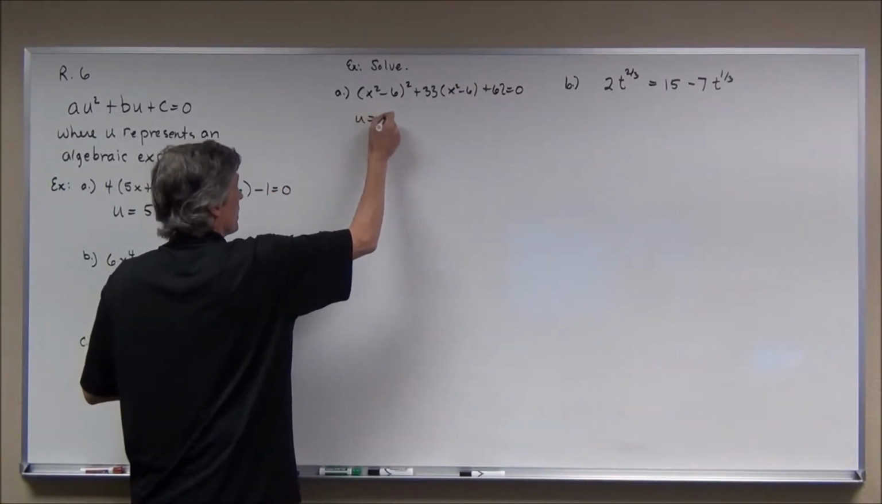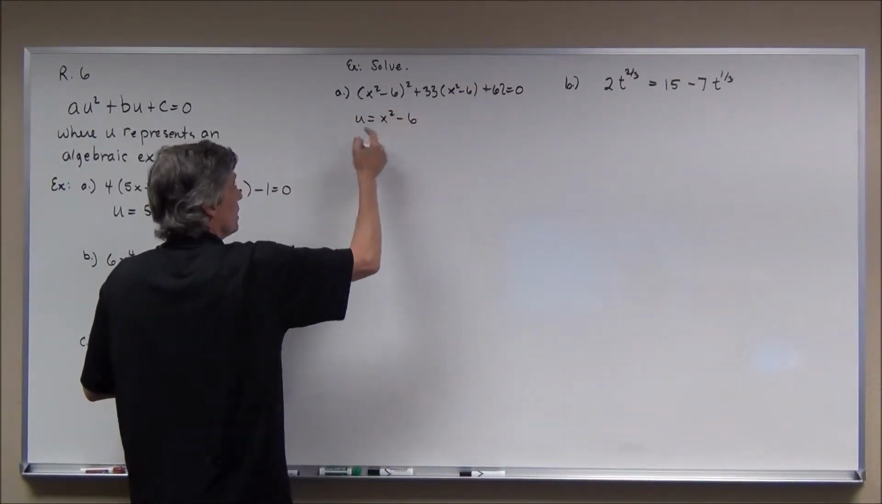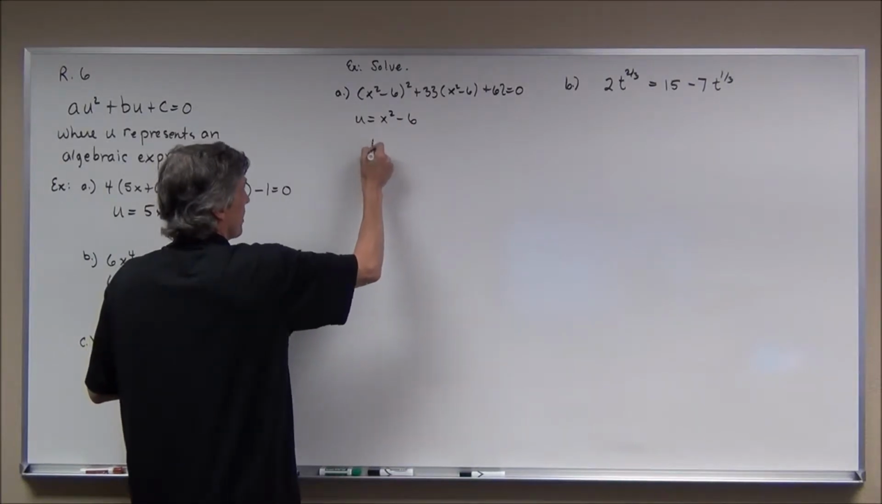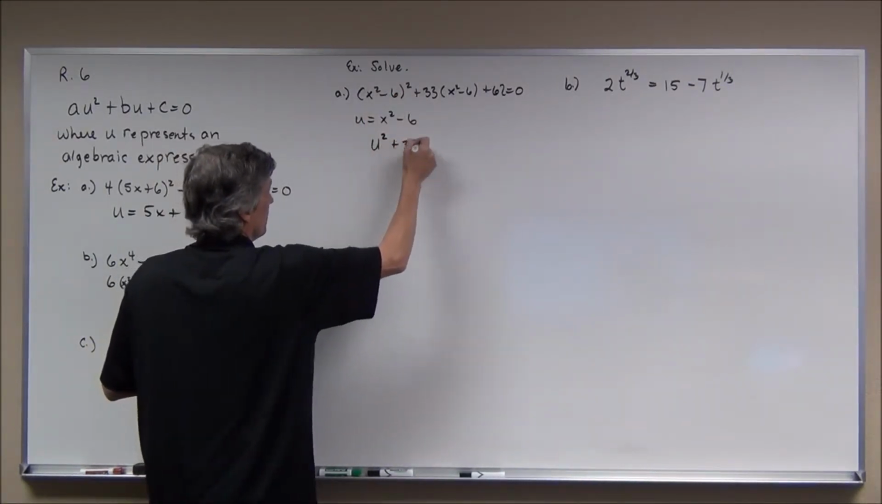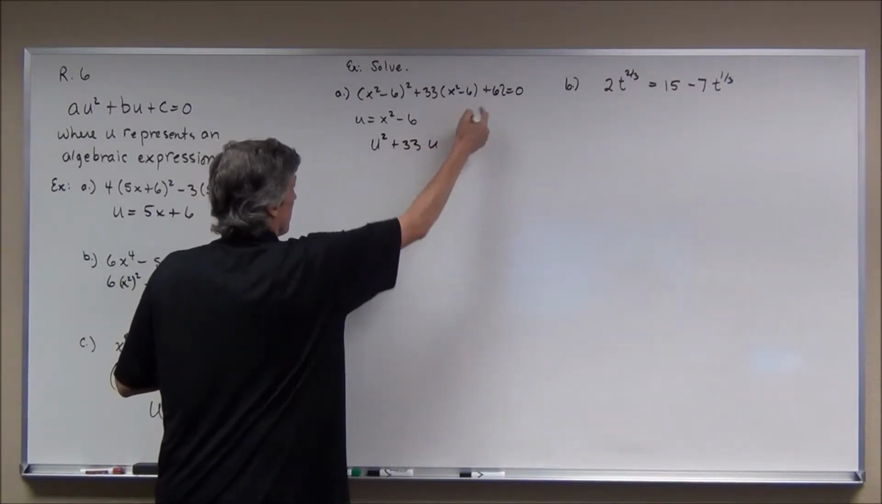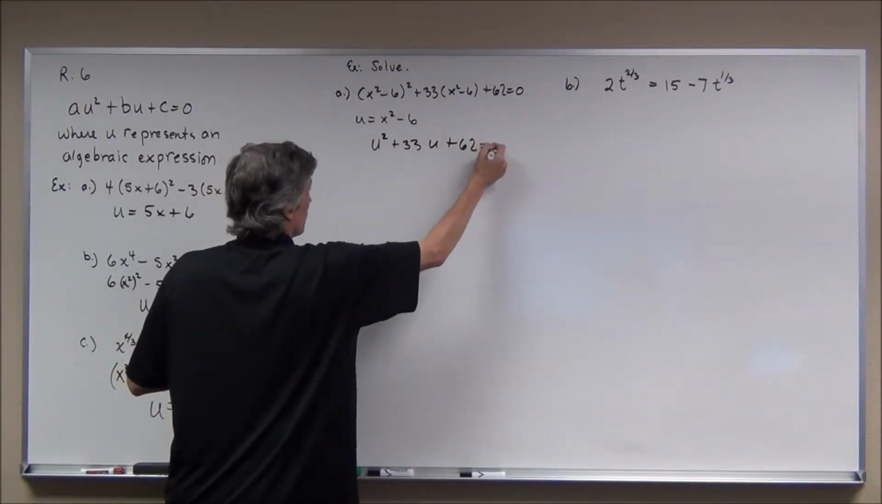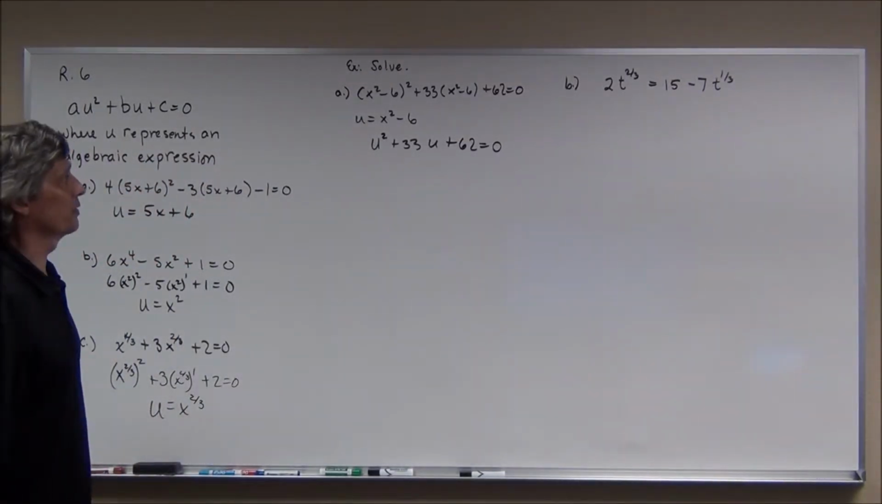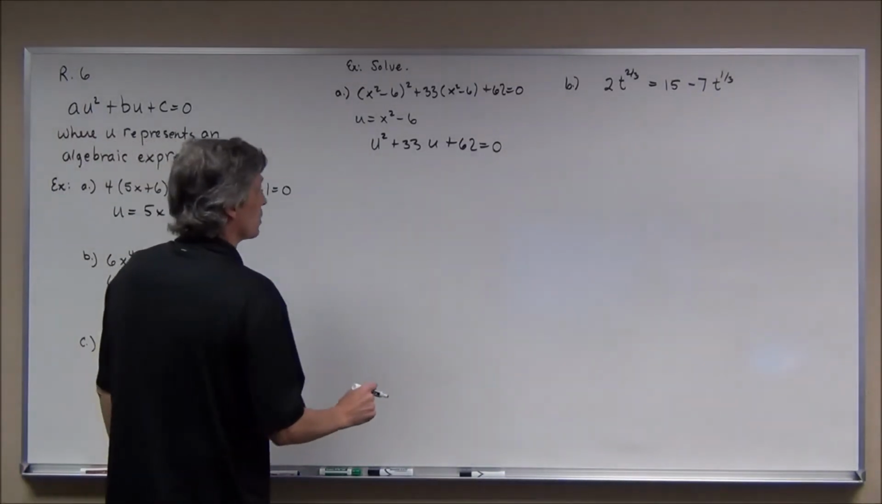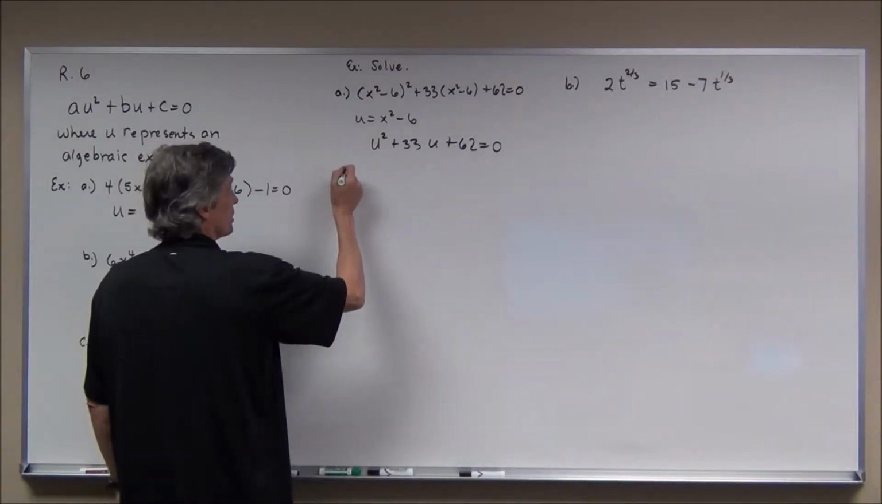So I'm going to say that in this problem, you can see this binomial squared, this binomial to the first. My u is x squared minus 6. So I make the substitution. I write this as u to the second power plus 33 times u plus 62 is equal to 0. Now, if I'm really lucky, this thing will factor. And if not, then I'm going to have to use the quadratic formula. But I got lucky, this one is going to factor.